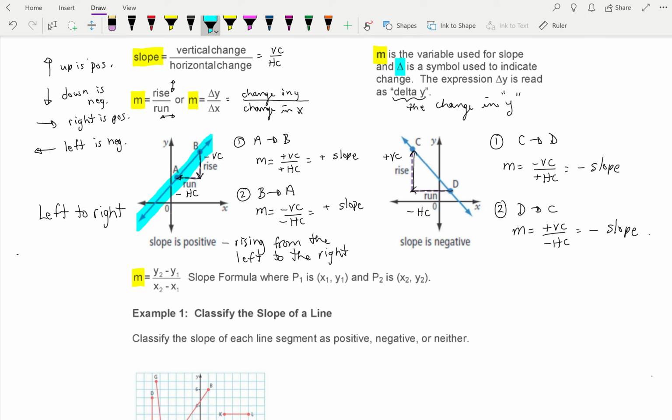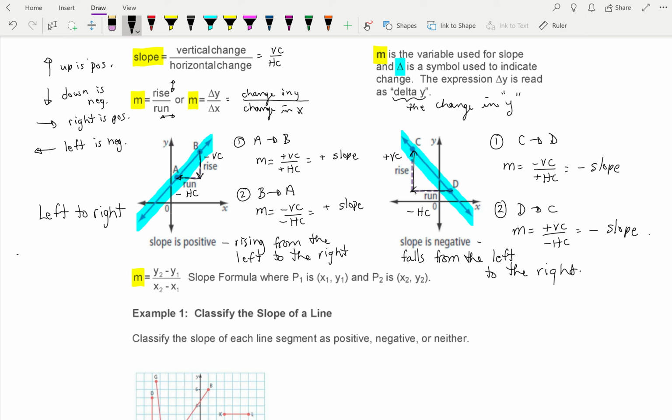Okay, so the other way that we can look at it is, once again, keeping in mind that we read from left to right, we can start at the top of the line, which is on the left, and we move down to the right, okay? So we say that a negative slope falls from the left to the right.